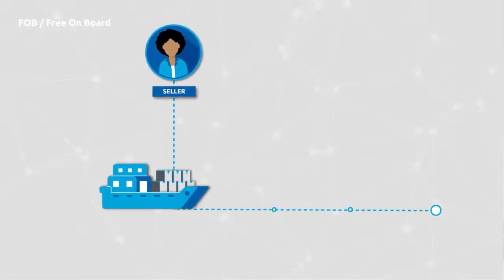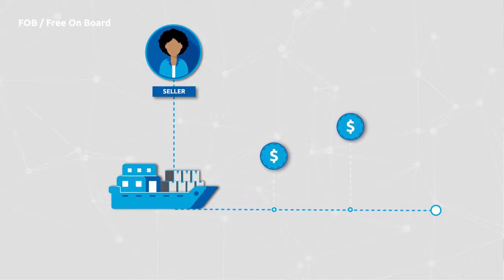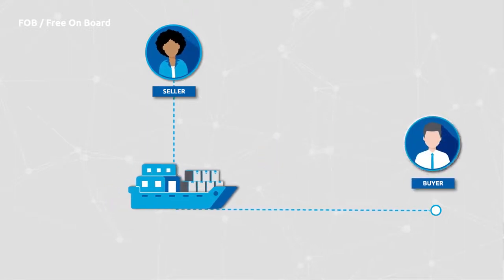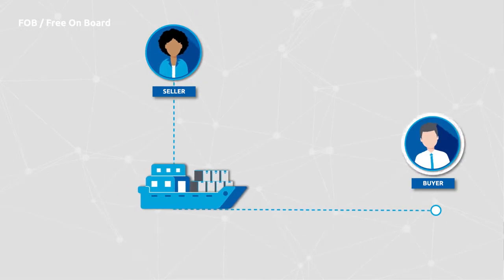FOB, or free on board. When shipping on FOB terms, the seller is responsible for all origin charges. This includes loading onto the named vessel. The risks and costs are then transferred to the buyer. The buyer is then responsible for the freight and all charges to final destination.